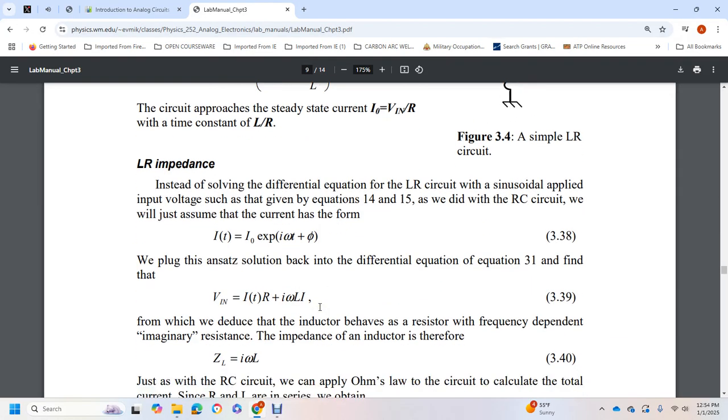Instead of solving the differential equation of the inductor resistor circuit for a sinusoidal input voltage, as given in equation 14.15 for the resistor capacitor circuit, we will just assume that the current is I of t equals I naught times the exponential of i omega t. We plug this Ansatz solution into the differential equation 3.1, from which we deduce the inductor impedance. Like the resistor it is frequency dependent, with an imaginary value. Therefore the inductor impedance is equal to i times omega times the inductance.